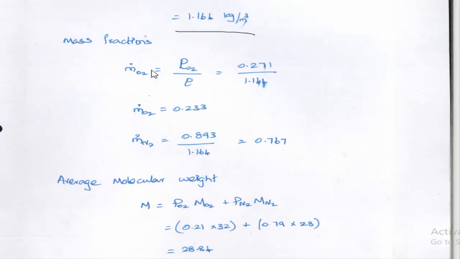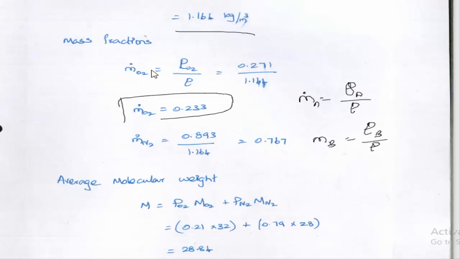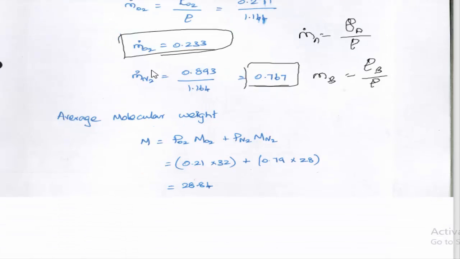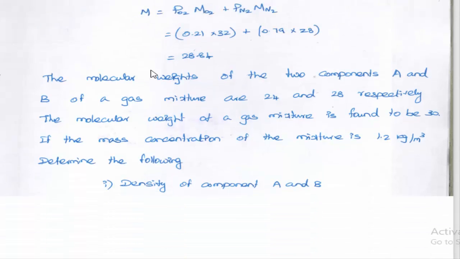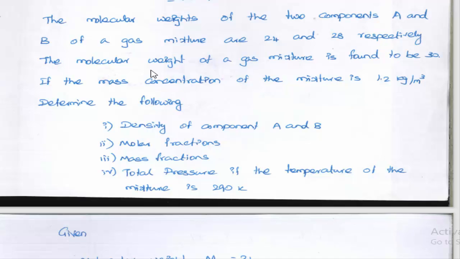Next thing, mass fractions. You know the formula: the mass fraction of component A is equal to the mass density of component A divided by the overall mass density. By this formula, m dot A equals rho A divided by rho. Similarly, m dot B equals rho B divided by rho. By this formula you can find out the mass fraction of oxygen and the mass fraction of nitrogen, right? Next thing, you know how to find out the average molecular weight. So we can go for the next problem quickly, right?